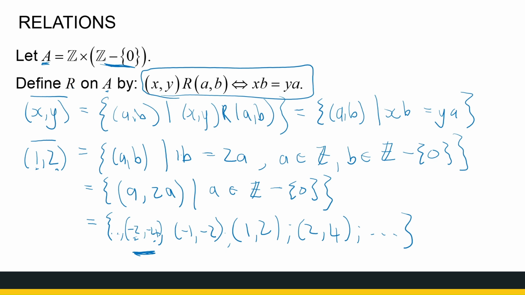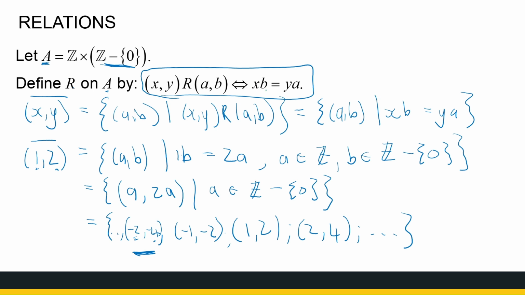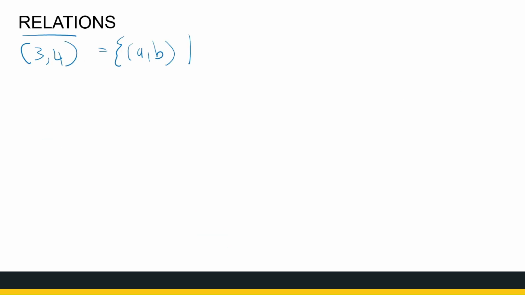Now this was a nice one. But what happens when the numbers don't work out that nicely? So let's generate the equivalence class (3, 4) for the same equivalence relation. So that is the set of all (a, b) given, let's just check, xb must be equal to ya. So 3b must be equal to 4a. And what do I know about a and b? Well, a is an integer, and b is from the integers except 0.